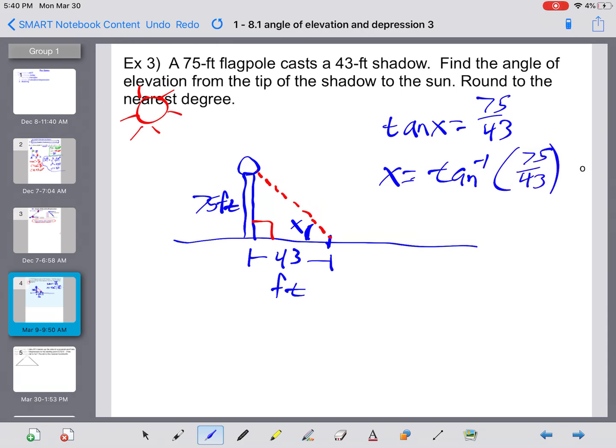Type that into my calculator really fast. Make sure you're in degree mode. So second tangent inverse of 75 divided by 43 gives me an angle of approximately 60.17 degrees. I would tell you what to round to. Of course, on the assessments, my math lab will tell you what to round to, sometimes the nearest degree, sometimes something else. Okay, so that's an application of angle of elevation, angle of depression.